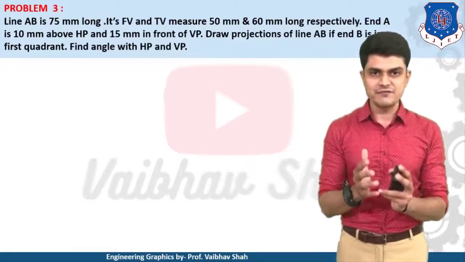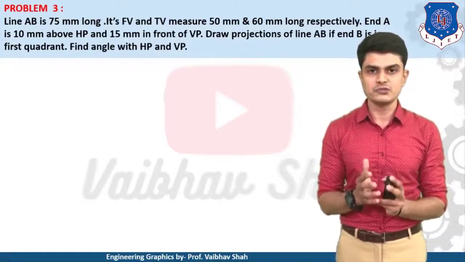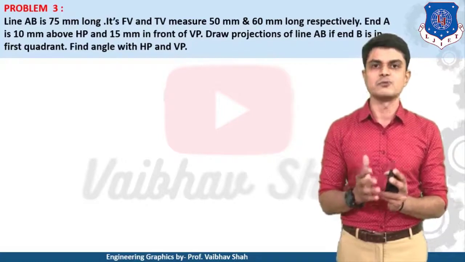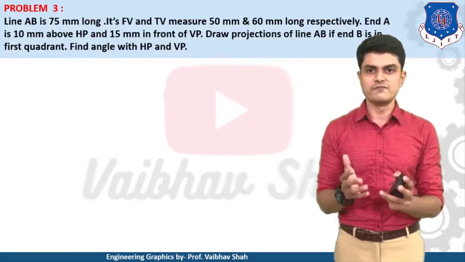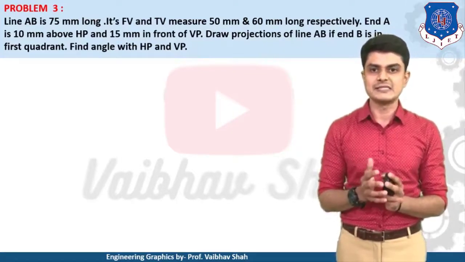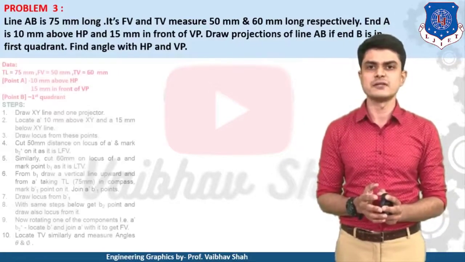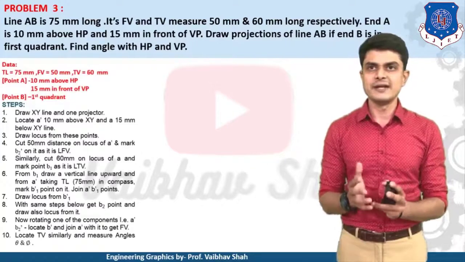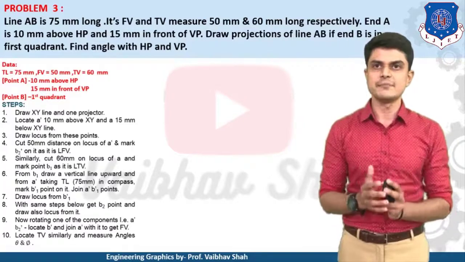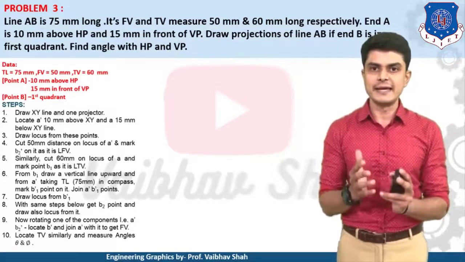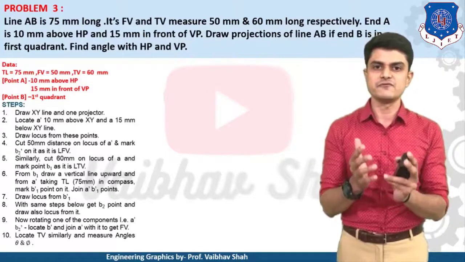So line AB is 75 mm long, that means the true length is equal to 75 mm. Its front view and top view are given, so front view is equal to 50 mm and top view is equal to 60 mm. The endpoint A is 10 mm above HP and 15 mm in front of VP, that means the location of endpoint A is given, and after that we need to draw the example. So let us start first with identifying the data. Here the data is: true length is equal to 75 mm, front view is equal to 50 mm, top view is equal to 60 mm, point A is 10 mm above HP, 15 mm in front of VP, and point B would be in the first quadrant.